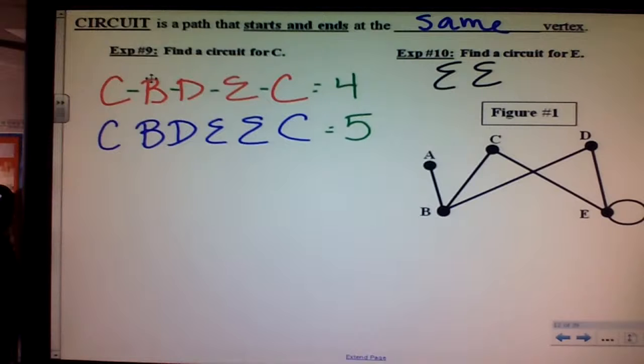E to E. If there's a loop, that is a circuit. You've left E, you've traveled an edge, and you've gone back. That's NASCAR right there. What is the length of that? 1. Now, could you have picked something different? Sure. You could have gone E around the loop, up to D, down to B, up to C, and back to E, giving it a length of 5.